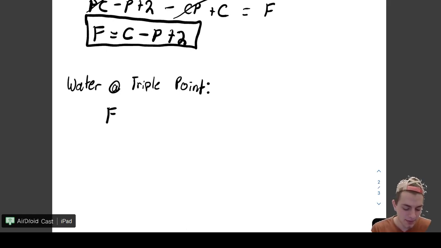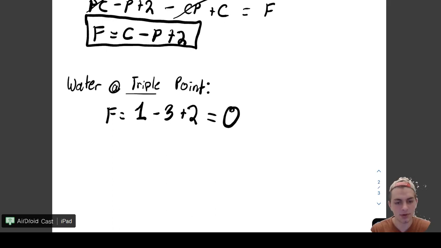So degrees of freedom, we said, will be equal to the amount of components. Well, assuming we have pure water, we will just say that there's one component minus the amount of phases. It's at its triple point, so that will be 3 phases plus 2, and that is equal to 0. So that one works out for us perfectly fine.